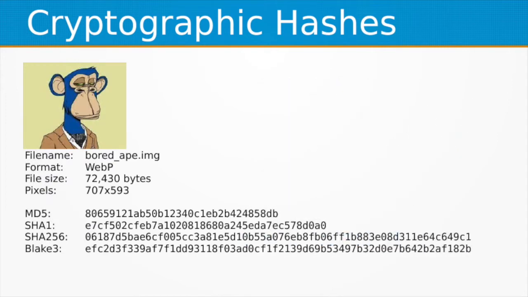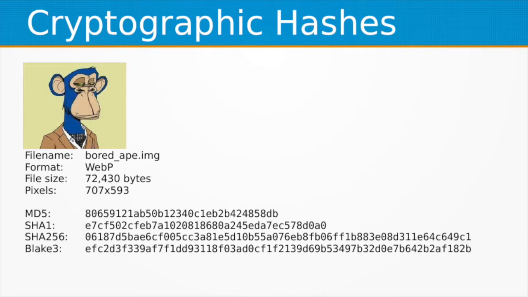As an example, I have a file called board-ape. Although the file extension is .img, the contents are in an image format called WebP. The file is 72K and it has a specific image size. This is not unique. You can have your own file with the same file name, format, size, and dimensions. However, I also generate some cryptographic hashes. If your file doesn't have the exact same cryptographic hashes as my file, then your file is not the same as mine.